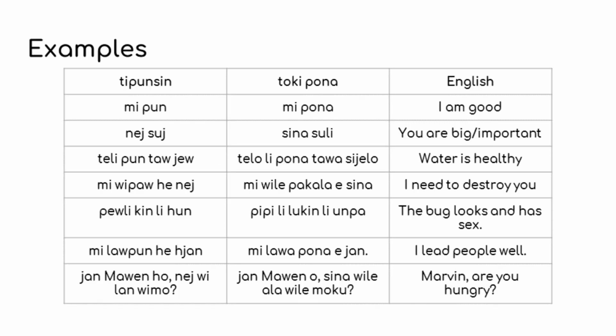More examples. Tipunsin: Mi pona. I am good. Nei sui. Sinasuli. You're big, you're important. Telipon tau yao. Tila lipona tawa cielo. Water is healthy. Miwi pau henei. Miwi le pakala esina. I need to destroy you. Peuli kintli hun. Pipili lukinli umpa. The bug looks and has sex. Ilaupun hehian. Ilawapona eian. I lead people well. Yan mauen ho. Newi lan wimo. Yan mauen no. Sina wile ala wile moku. Are you hungry? Done.